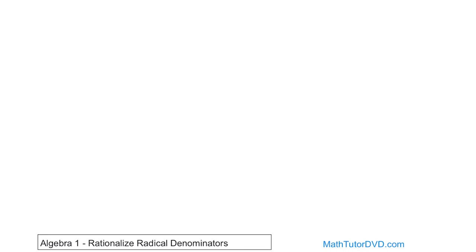Hello, welcome back. We're going to cover something called rationalizing radical denominators. This is actually something I've taught you as we have done a lot of the lessons on adding and subtracting radicals and multiplying and dividing radicals. So you already kind of know this, but we're going to expand on it a little bit.